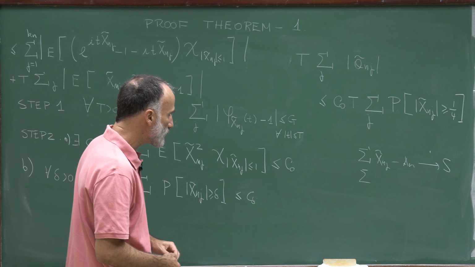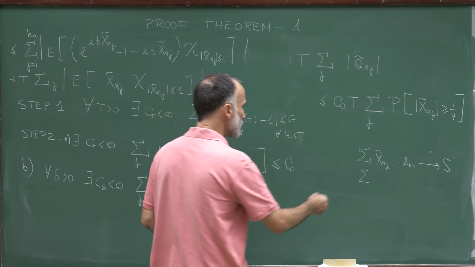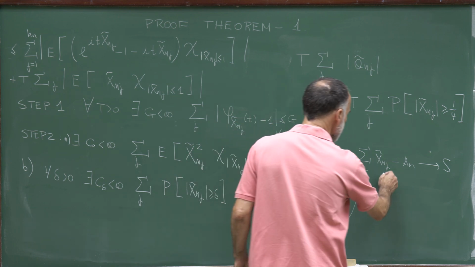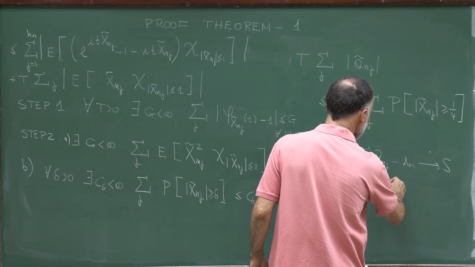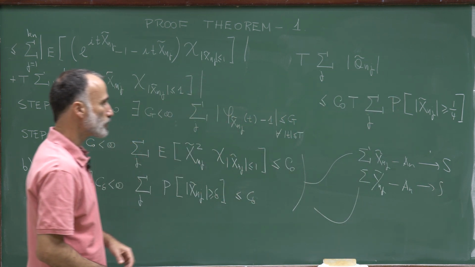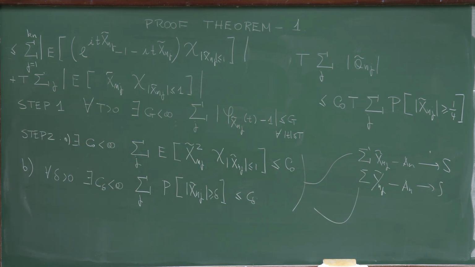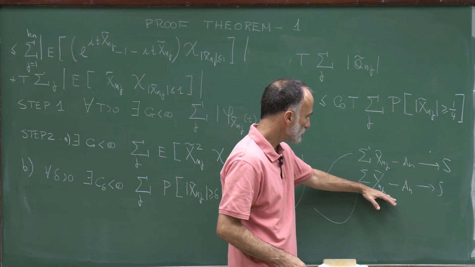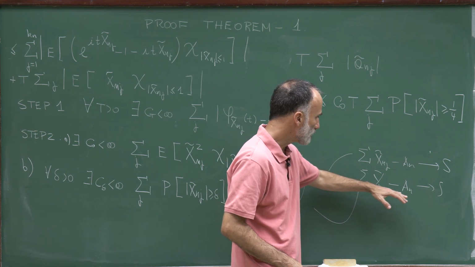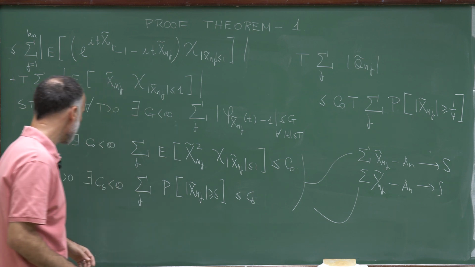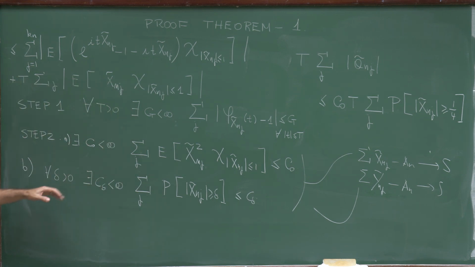So what remains to be done is to show that this condition implies these two claims, or this condition here, which says that y_nj tilde minus a_n converges in distribution to S, implies these two conditions. So this is what remains to be done, and in this lecture I will just show that if this expression converges to S, then we have these two estimates.